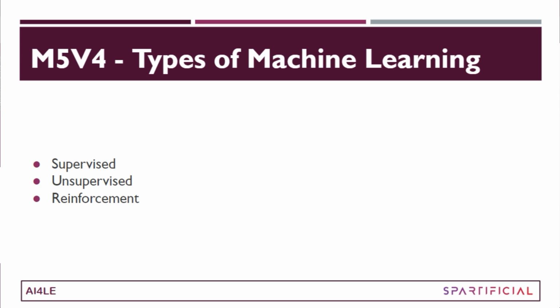Hello guys, welcome to the fourth video of Module 5, and here we're going to study some different types of machine learning. The first one is supervised, then comes unsupervised, and lastly we have reinforcement learning. So let's go ahead and look into them one by one and try to understand what they are.